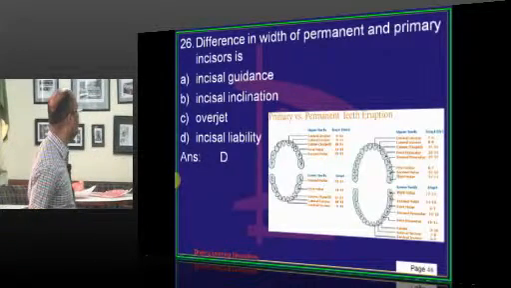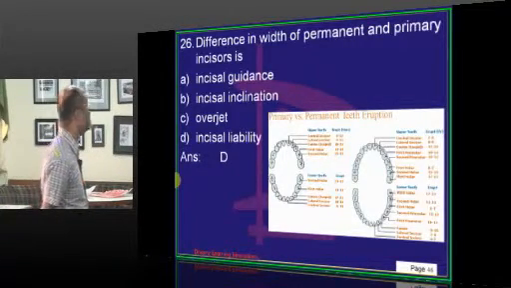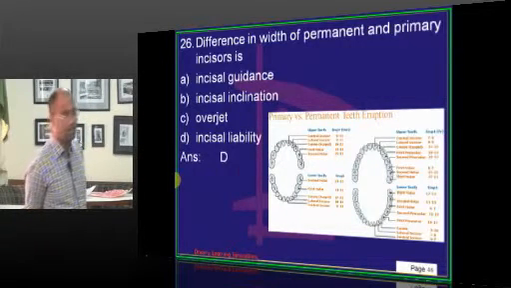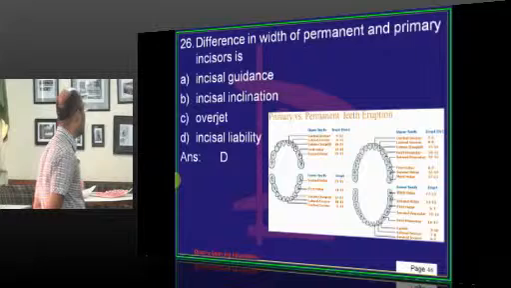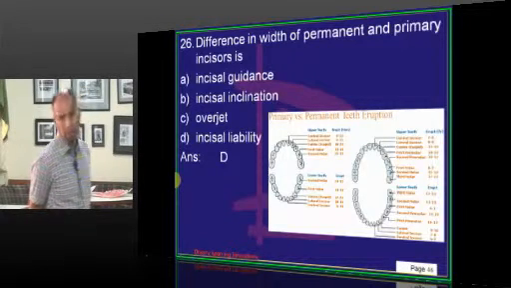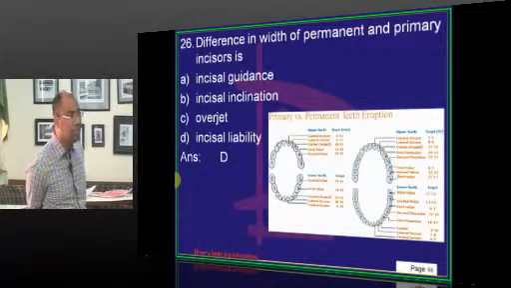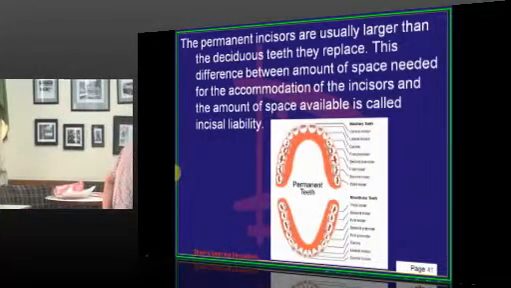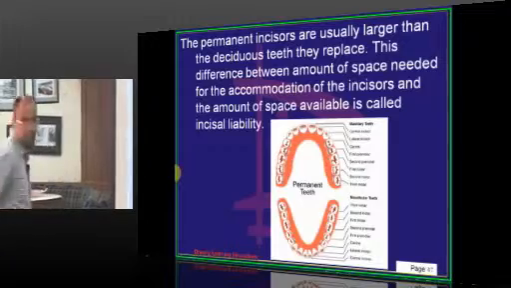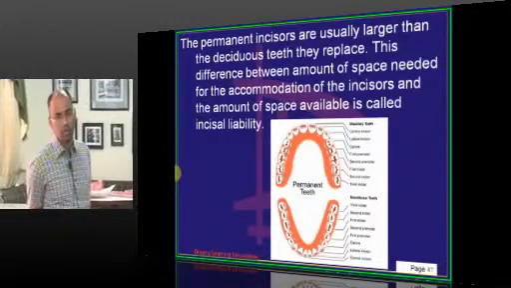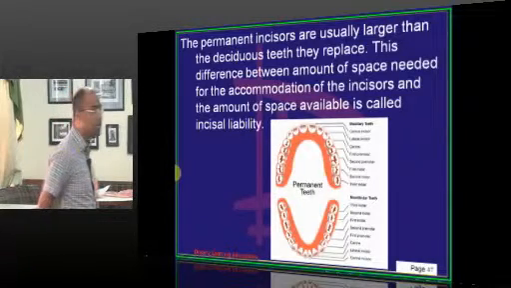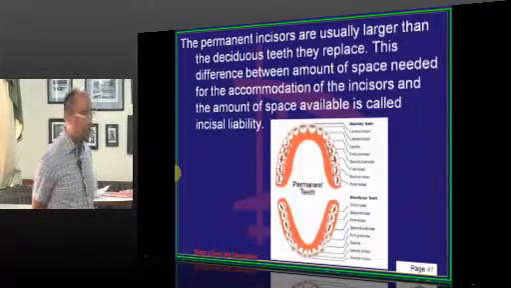Difference in the width of permanent and primary incisors is called incisal liability. Which is more, primary incisors or permanent incisors? Permanent incisors. So that difference is called incisal liability. Normally it is around 7 to 8 millimeters in the upper and 5 to 7 in the lower. This is called incisal liability, given by Wayne.